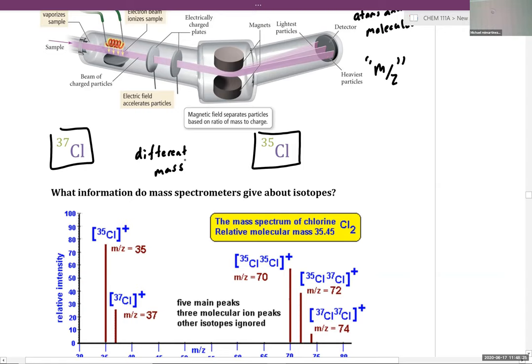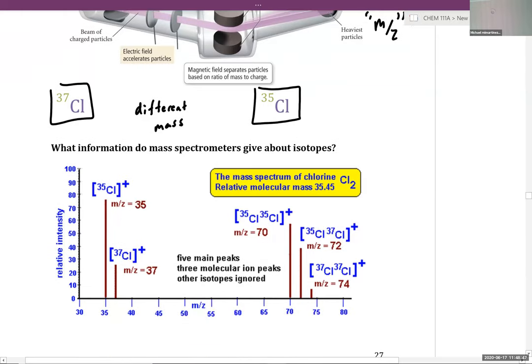So when we inject a sample of chlorine into a mass spectrometer, the mass spectrometer will ionize our chlorine and then measure the mass to charge of each of our component chlorine atoms. So, in this case, we see that there are two major masses. The first mass corresponds to chlorine 35. The second mass corresponds to chlorine 37. Does everyone see the mass to charge of 35 and 37 respectively? Does everyone notice this pair of peaks with chlorine 35 and chlorine 37?